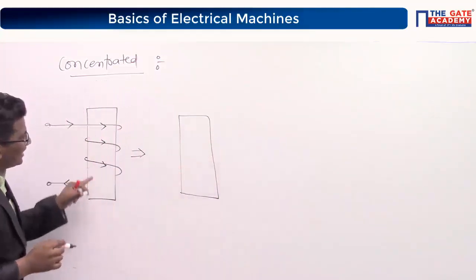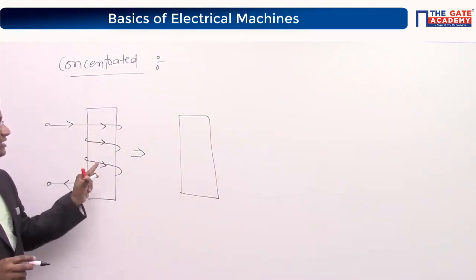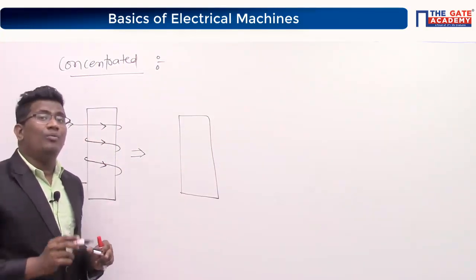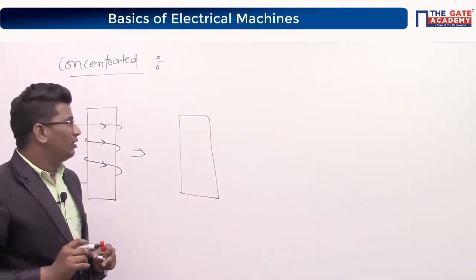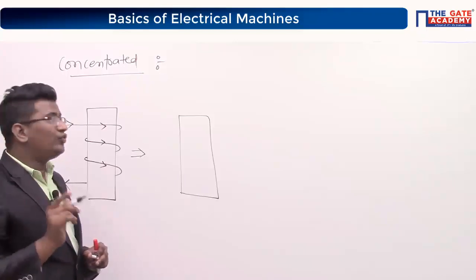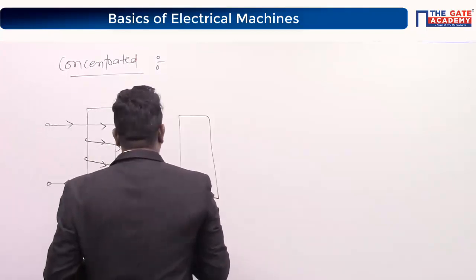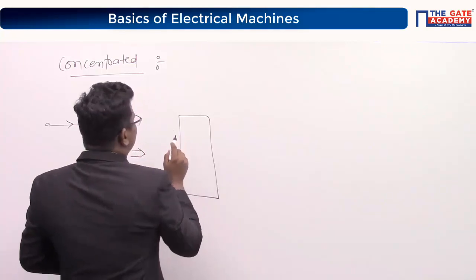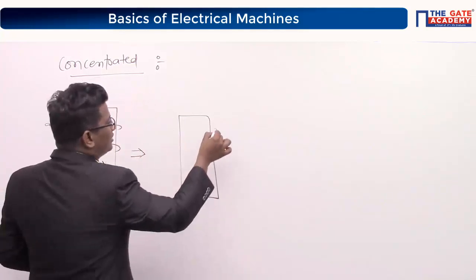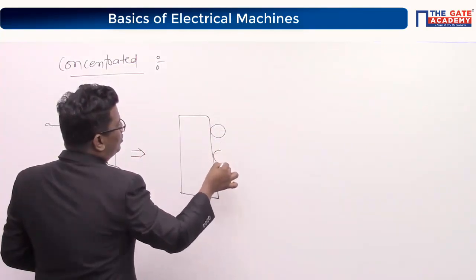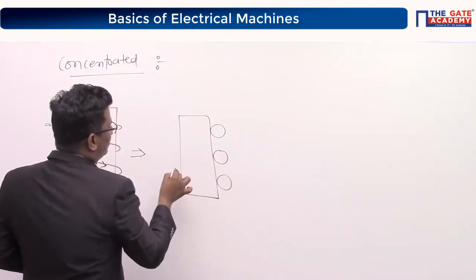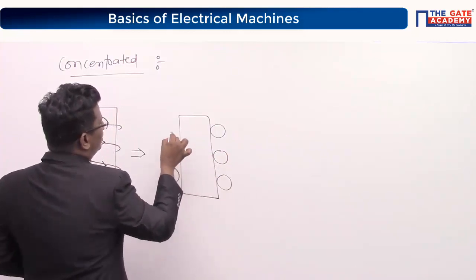How many turns are there? You tell me. How many turns are there? Three. Three turns, okay? 1, 2, 3.